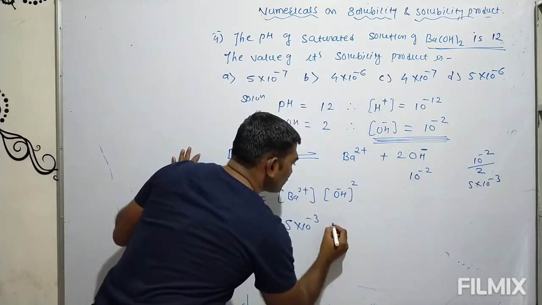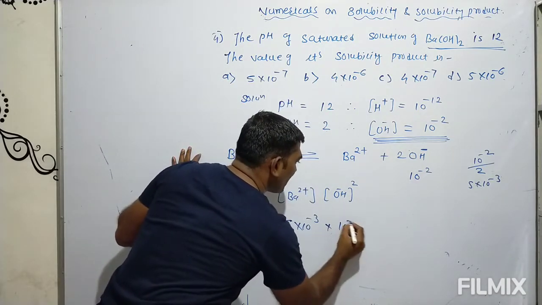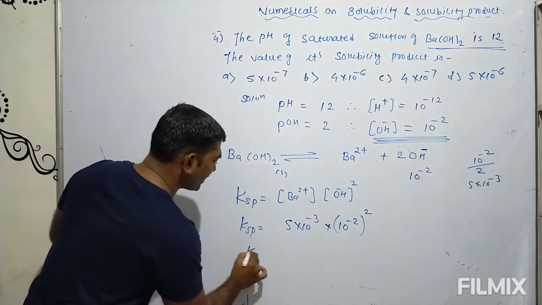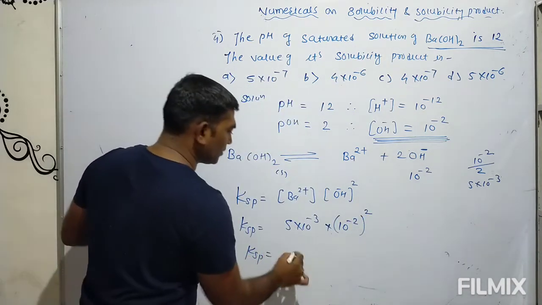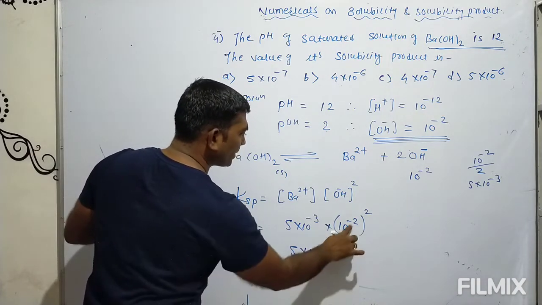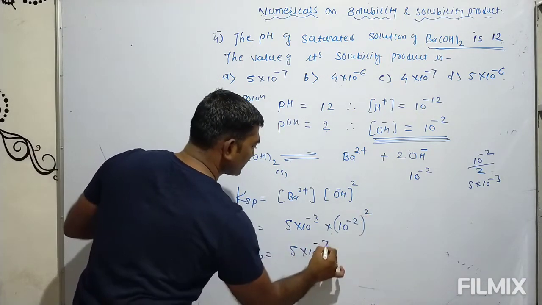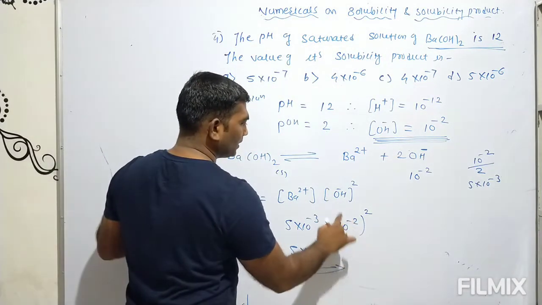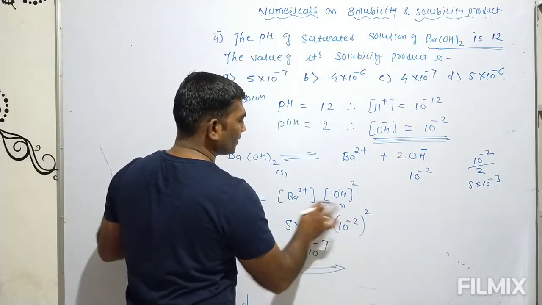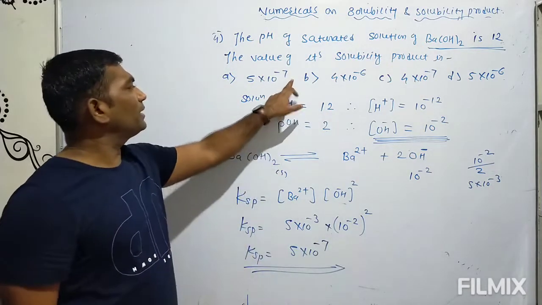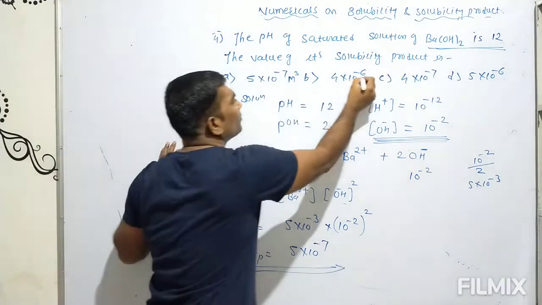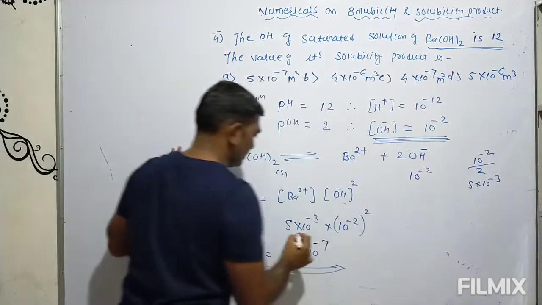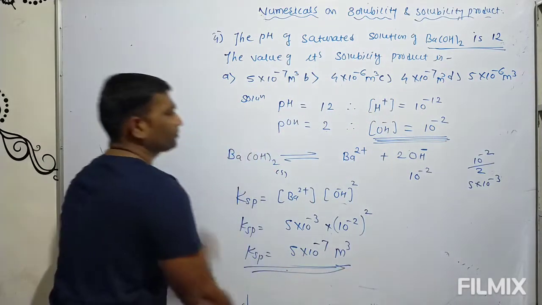And this one is OH, which is 10 to the power minus 2 raised to the power 2. So Ksp is equal to 5 into 10 to the power minus 3 times 10 to the power minus 4, which is 5 into 10 to the power minus 7. Now suppose this is M, then M square times M becomes M cube, so everywhere here it is M cube, molarity cube.